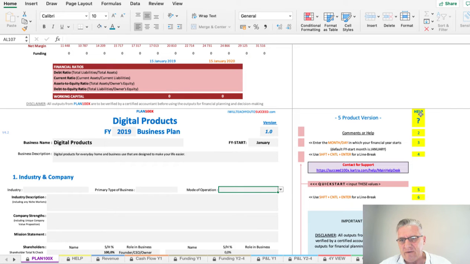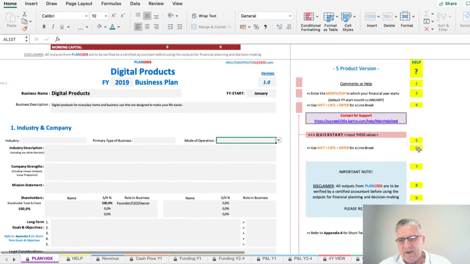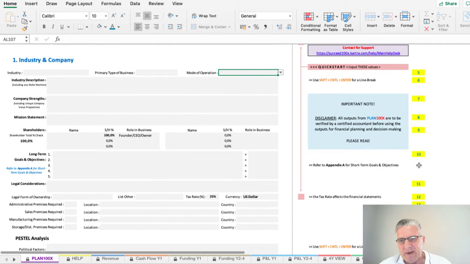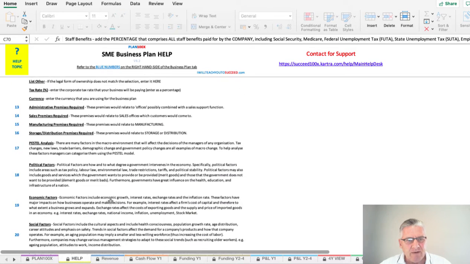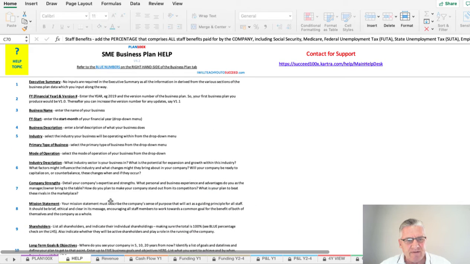Also, on the far right, there's help, the yellow tabs. Every single step of the way through the business plan, there is help. If you click on the help tab and look at the number, you will be able to get help for every single step of the plan.